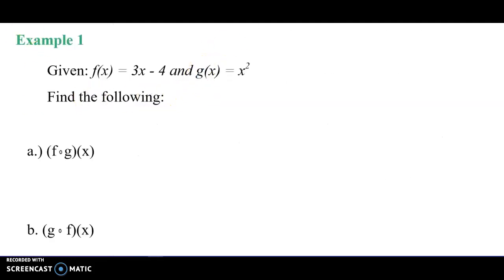So right here we have our first function. We have f of x is equal to 3x minus 4. And we have g of x is equal to x squared. And we have to find the following. In the first case, we're finding f of g of x. So what are we doing? We have our function g of x. We're going to focus on this first part.